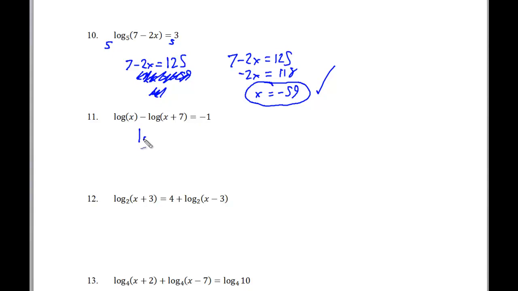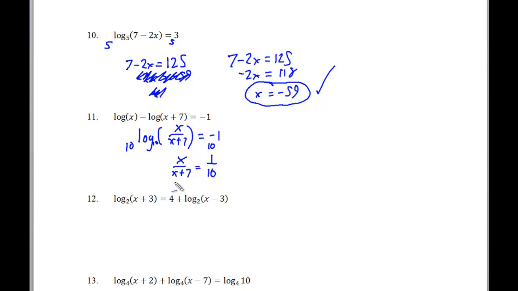So let's make this one term here. This is the log of x divided by x plus 7 equals -1. Now, since this is a monomial and this is a monomial, I can go 10 and do this to both sides. So 10 raised to the log base 10 of x over x plus 7 will simplify this to x over x plus 7. 10 raised to the -1 power is 1 over 10. You could use a decimal here, but I don't suggest it.